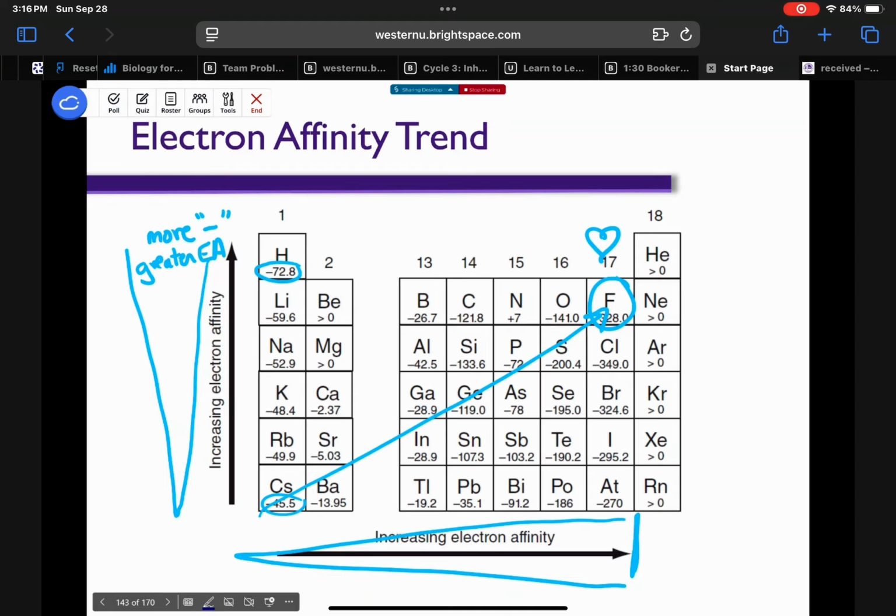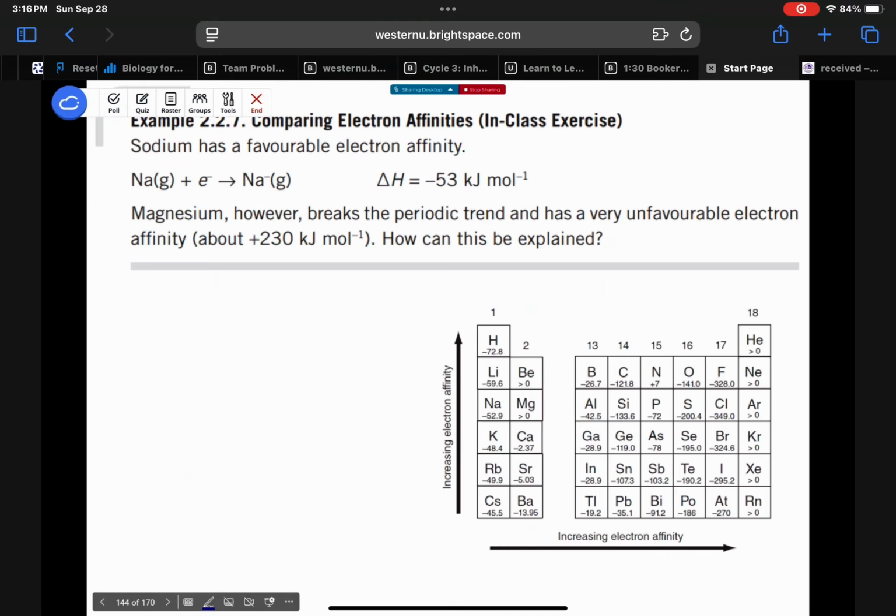Okay, we need to know the big trends, but we also need to be able to have some explanations for some anomalies, like sodium and magnesium here. So I would like you to chat with the person beside you for 30 seconds. We can see sodium has a favorable electron affinity. That's exothermic. But magnesium doesn't. Why? Chat with the person beside you for 30 seconds.